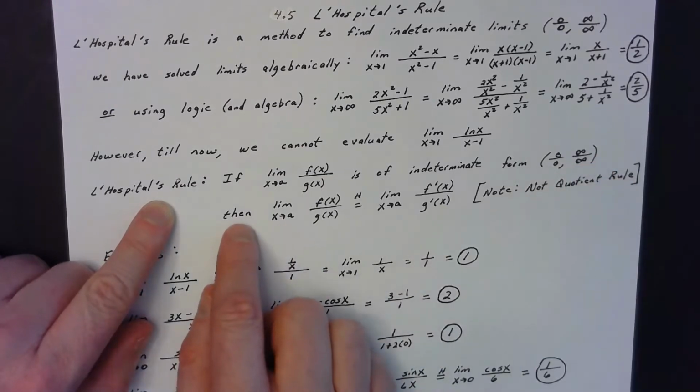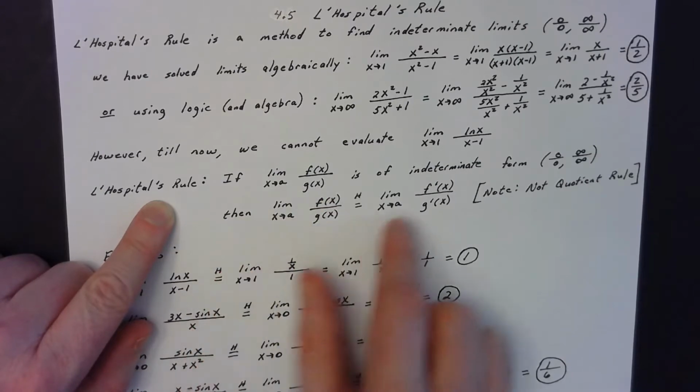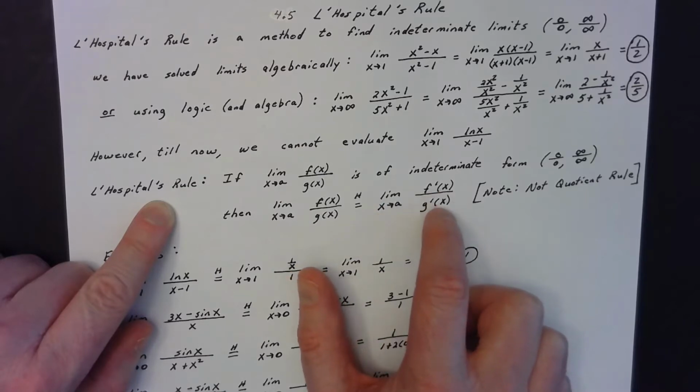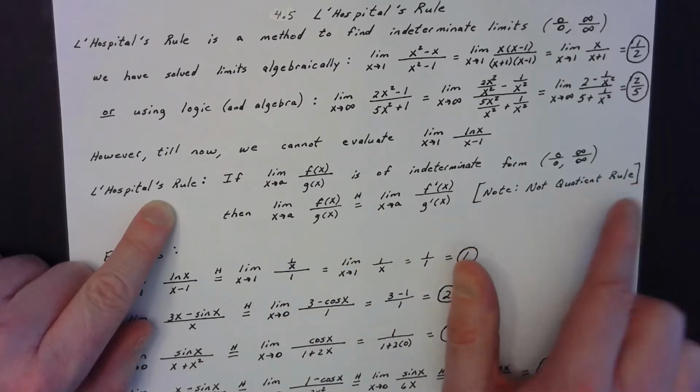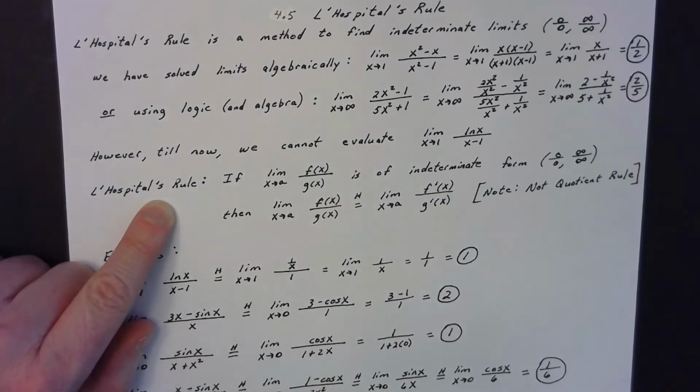Well, what this says is that anytime it's of indeterminate form, then the limit as x approaches a of f of x over g of x is going to equal the limit as x approaches a of the derivative of f of x over the derivative of g of x. And then I put, please note, it's not the quotient rule. All you're doing is taking the derivative of the numerator, dividing it by the derivative of the denominator.